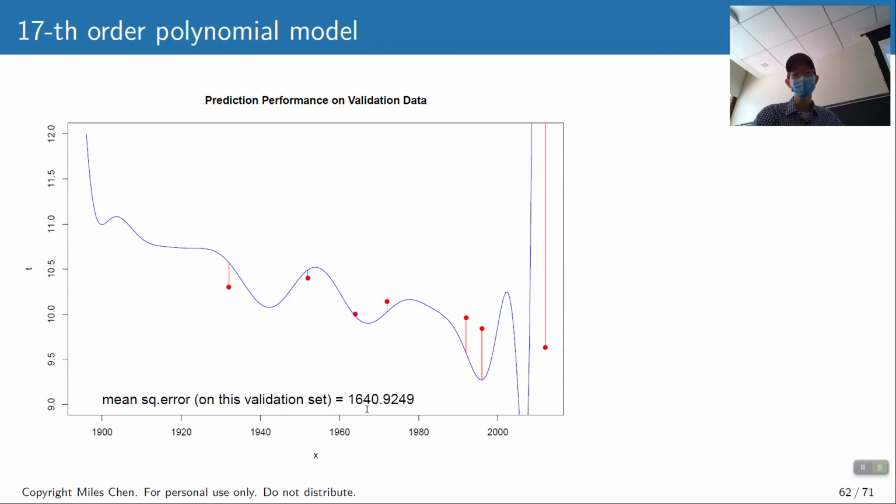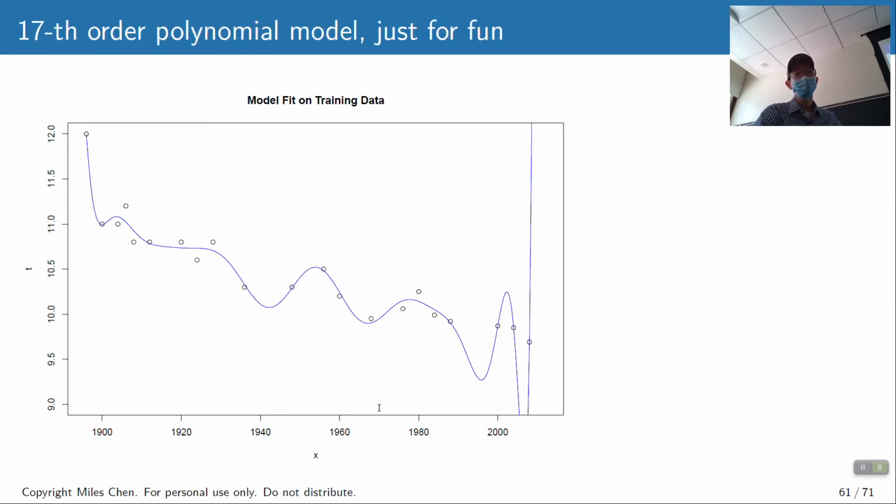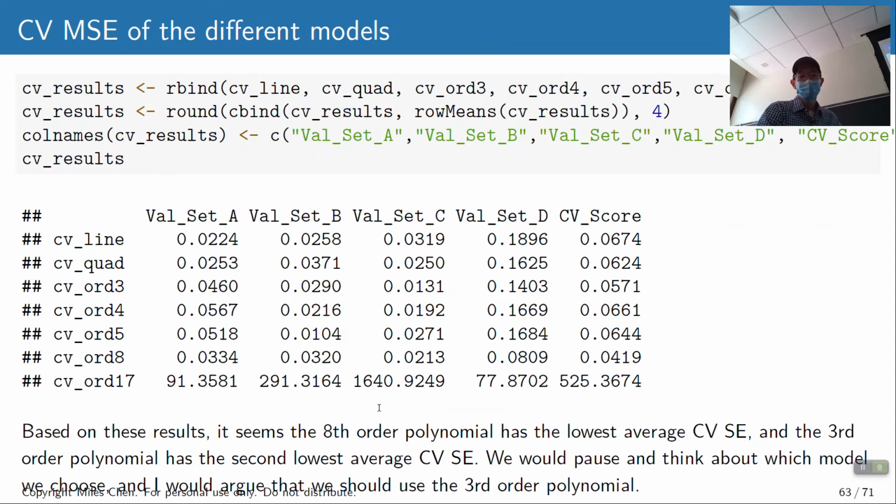1,640, versus everything else is on the order of 0.019 and 0.02 and things like that. Okay, and so this would be a clear indication that something is not quite right for fitting a 17th order polynomial. Okay, so this is what we end up getting.